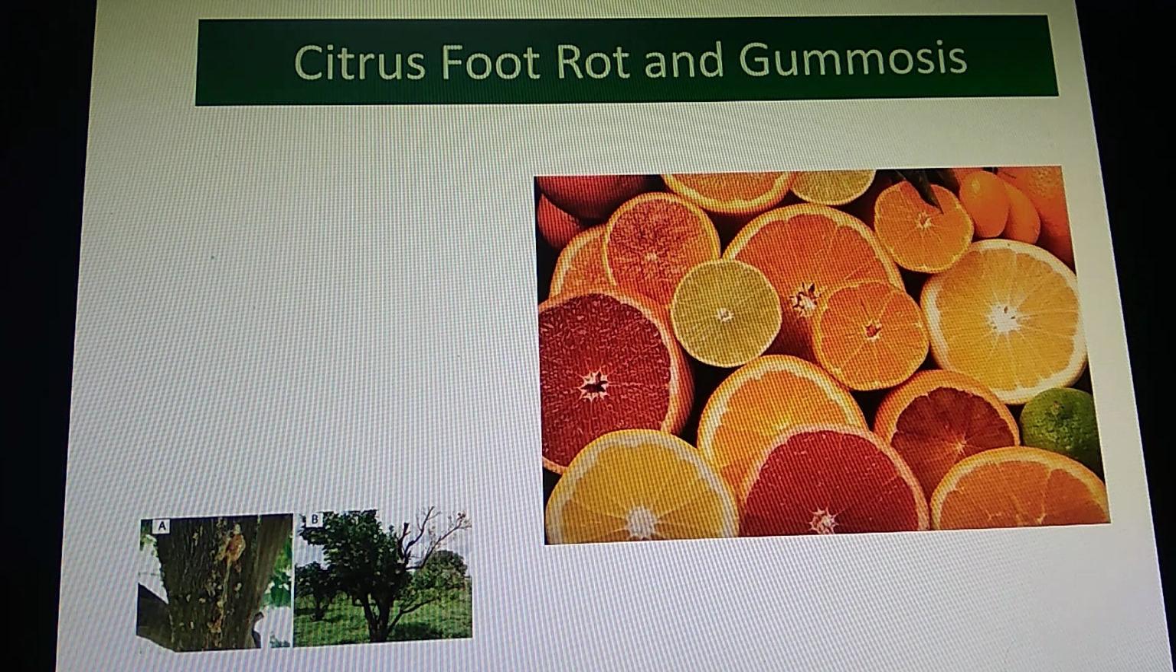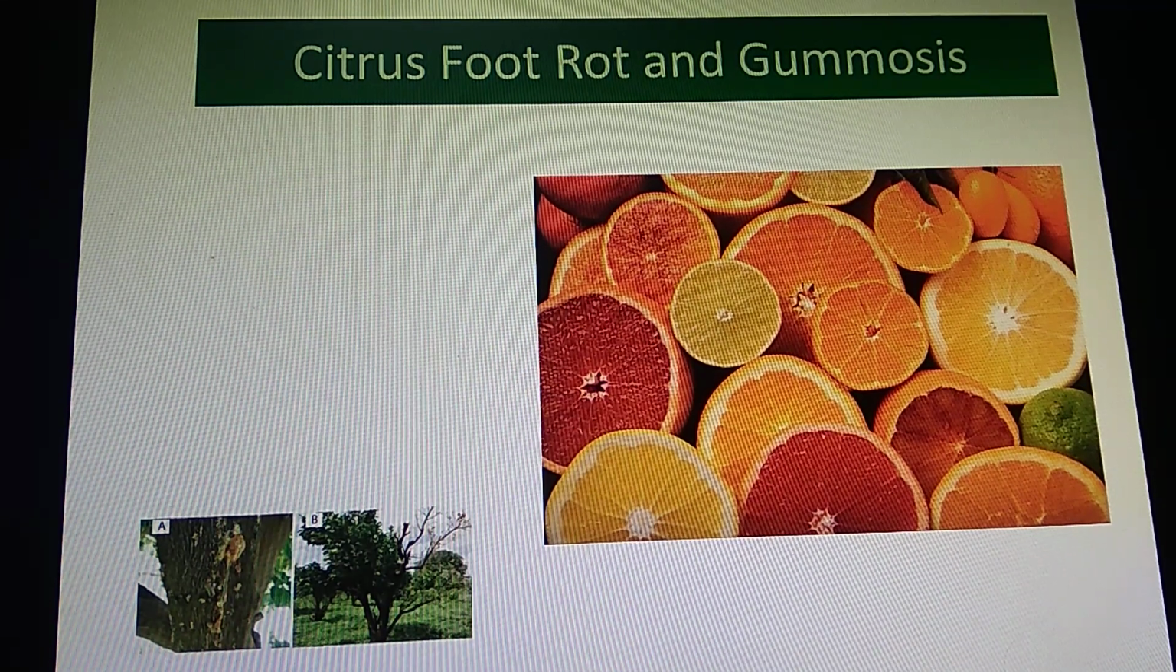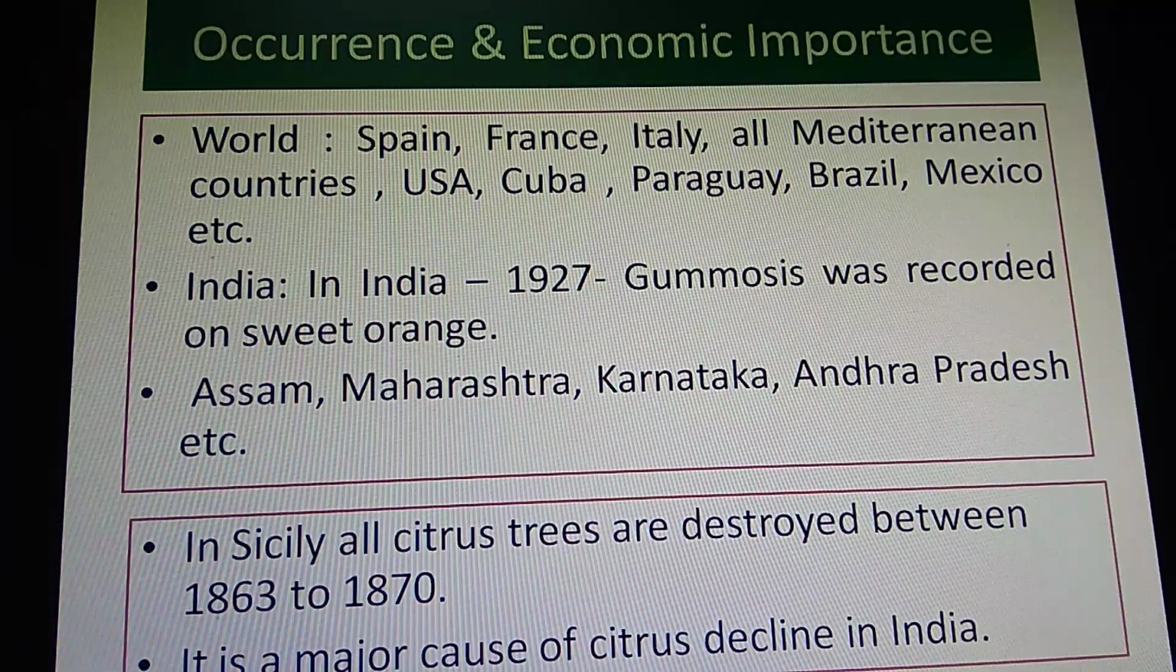We will be discussing now citrus fruit rot and gummosis. This is the occurrence of the disease. The disease is found in Spain, France, Italy, all Mediterranean countries, USA, Cuba, Paraguay, Brazil, Mexico, etc.